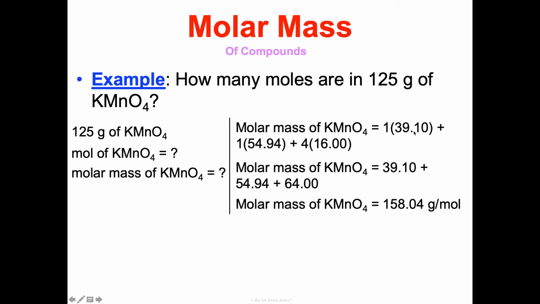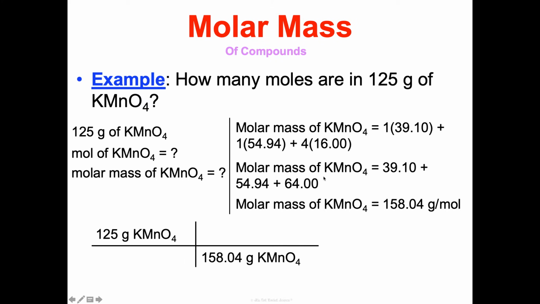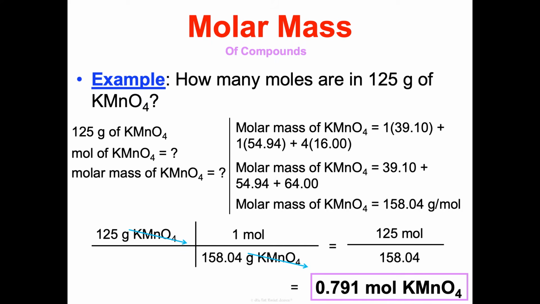Now we have everything we need to do a conversion. So I start with 125 grams. I draw my picket fence. Okay, the units have to be opposite, so I'm going to put the 158.04 grams on the bottom, the 1 mole on top, multiply across the top, multiply across the bottom, and then now I divide. And that's where we get our answer of 0.791 moles of potassium permanganate.